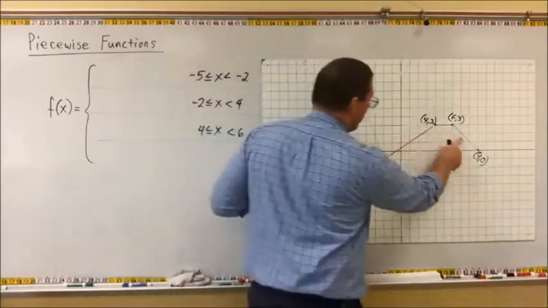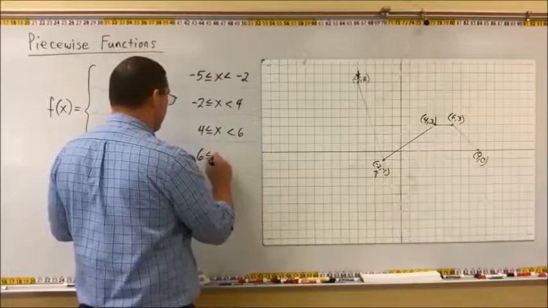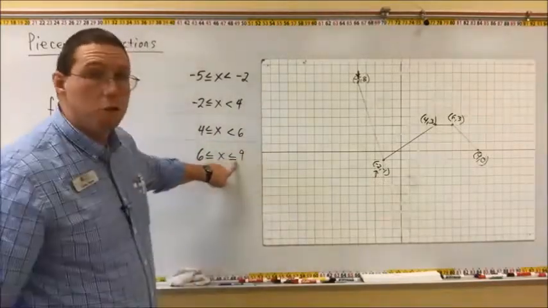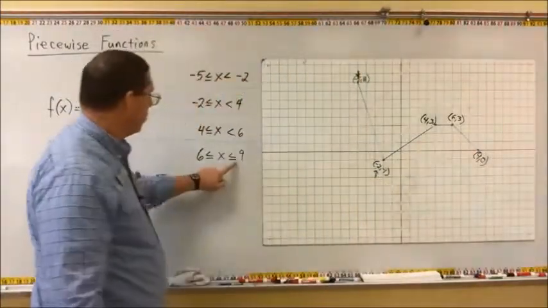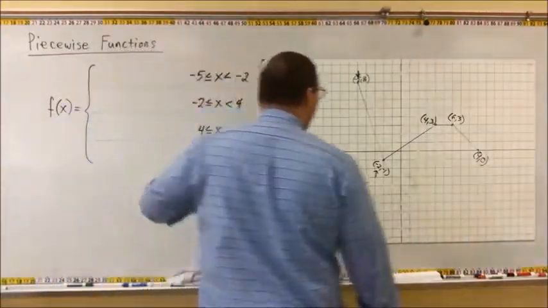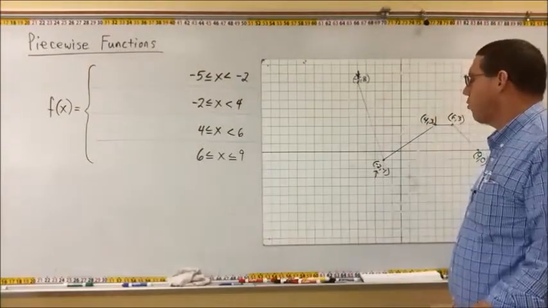This last piece here goes from 6 up until 9. And so I'll put 6 less than or equal to x. Now this last one, I am going to put an or equal to because it's at the end and that's a closed circle. So we're going to include or equal to 9. Now that I have my 4 intervals, now I have to find out what the graphs are.